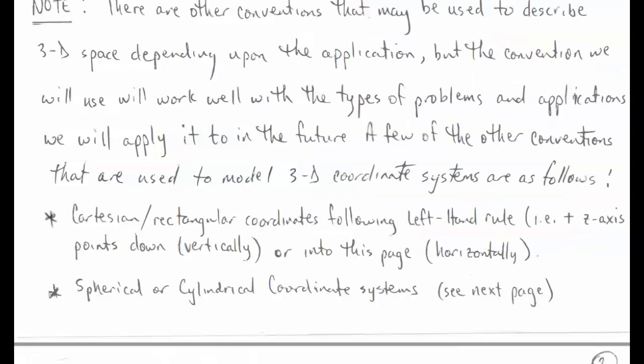Now, the formal name for the coordinate system that we are going to be studying here is called the Cartesian or rectangular coordinate system, of course, in 3D. But there are other three-dimensional coordinate systems that we look at. The two that are probably the most popular, other than the one that we're studying here, are called the spherical and cylindrical coordinate systems. We won't go into detail on those in this particular video.